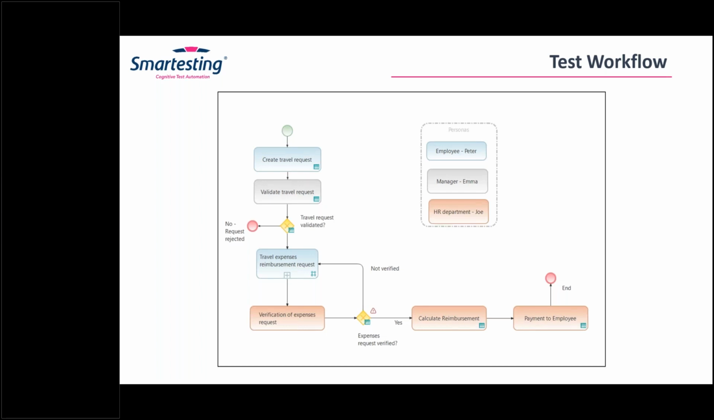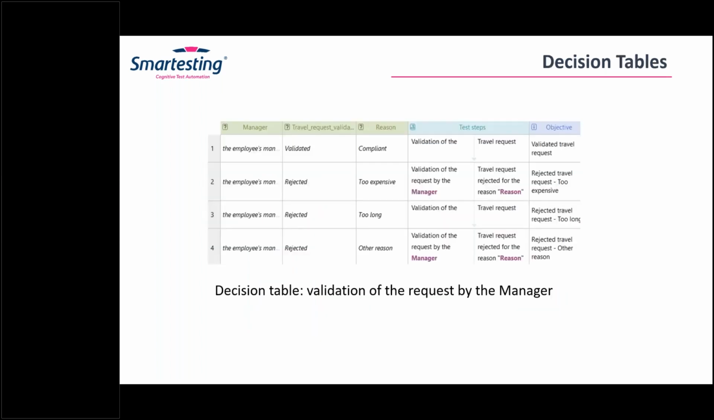So in this workflow, there are three personas that have been defined. Peter is an employee of the company, Emma is the manager, and Joe is a person from the HR department. Let's see how well this can be augmented for us to produce those acceptance tests. Typically, each of these workflow elements will have associated decision tables to refine the business rules, because that's key when we want to generate tests out of it.